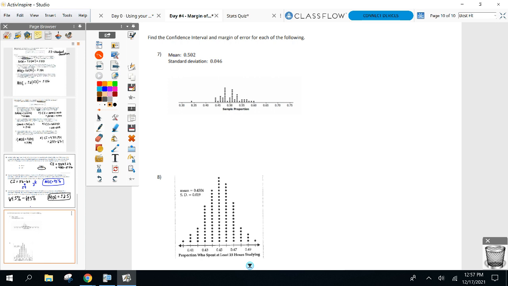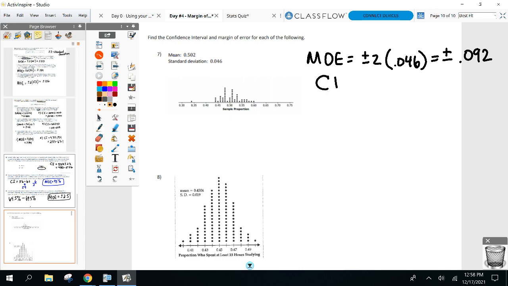I am giving you the mean and standard deviation of this dot plot, so you don't have to figure it out yourself in your calculator. The mean's 0.502, standard deviation 0.046. Find the margin of error in the confidence interval. Same thing, plus or minus 2 times. In this case, which one do I use? 0.502 or 0.046? Standard deviation. So I get plus or minus 0.092. Pretty small margin of error, huh?